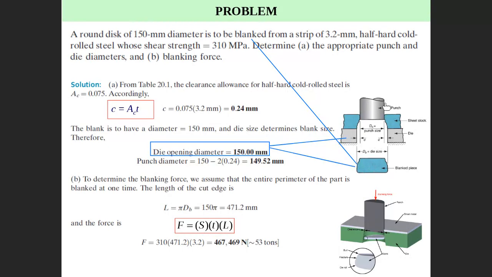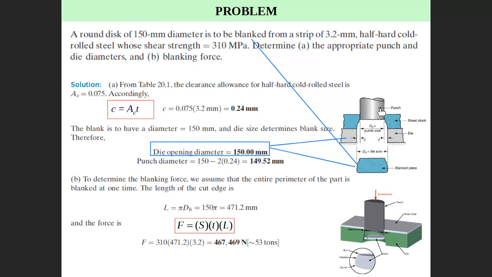What about the punch? It must be smaller. If this is 150, this one must be smaller than 150, smaller by 2C. We need to obtain the C value, which is obtained from the table I showed, or we'll give you the approach value in a problem. AC is given and thickness is 3.2. You multiply AC by the thickness and get clearance C equal to 0.24.